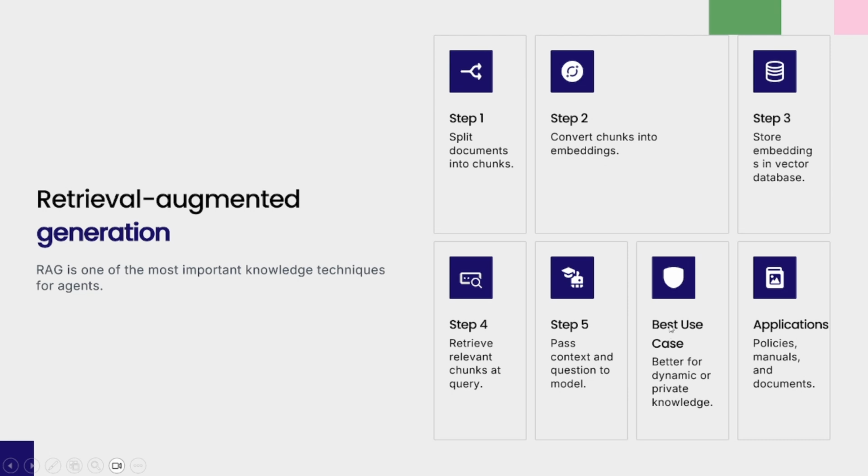So these are the use cases. After retrieval, it passes the context and question to the model, then the model in turn augments the information and generates a response to the user. So that's how an agentic system uses a RAG database.